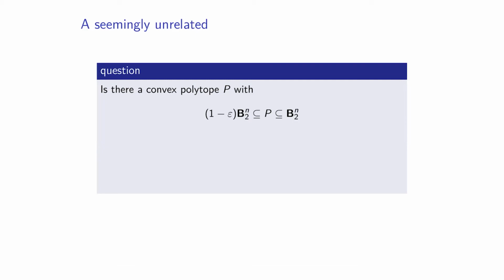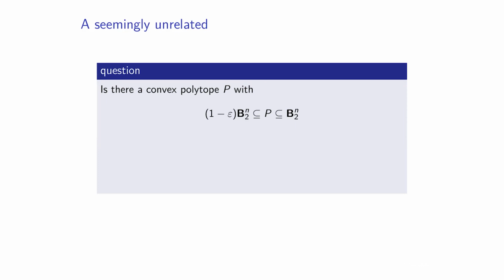So here's the question. Take the Euclidean ball, and I'm just looking for a convex polytope that epsilon approximates the ball. This is what I mean by epsilon approximation. There are many nice results about how well you can approximate the ball with a polytope if your polytope is only allowed to have a certain number of vertices or a certain number of facets. Very roughly, you can do 1 over epsilon to the n-half.